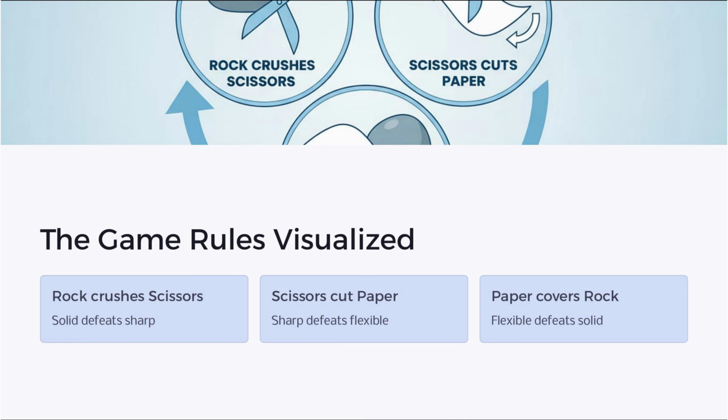Visualizing the game rules, rock crushes scissors, symbolizing solid defeating sharp. Scissors cut paper, illustrating sharp overcoming flexible. Lastly, paper covers rock, showing flexible triumphing over solid. This cyclical interaction forms the basis of the game, perfectly balancing each element's strengths and weaknesses.